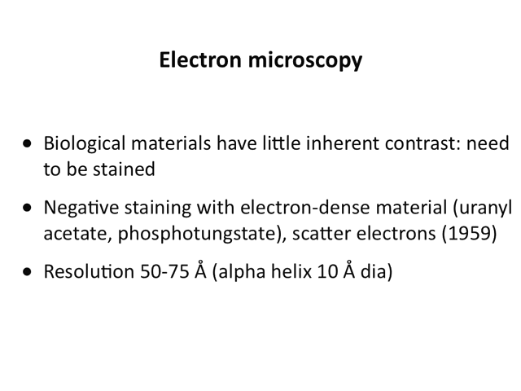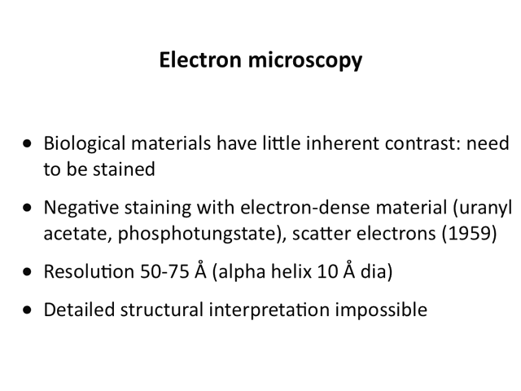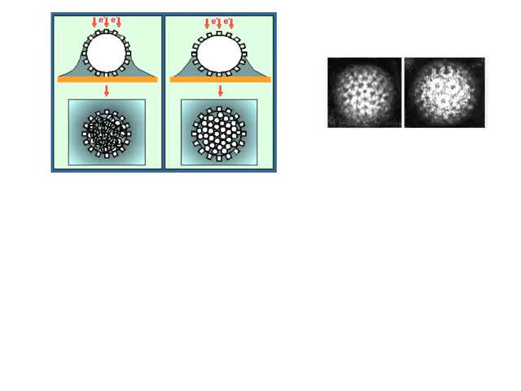The resolution is not very good. So the smallest structures you can see in electron micrographs are about 50 to 75 angstroms. And just by contrast, an alpha helix of a protein is 10 angstroms in diameter. So you cannot see individual protein chains, obviously. So no detailed structural interpretation is possible.